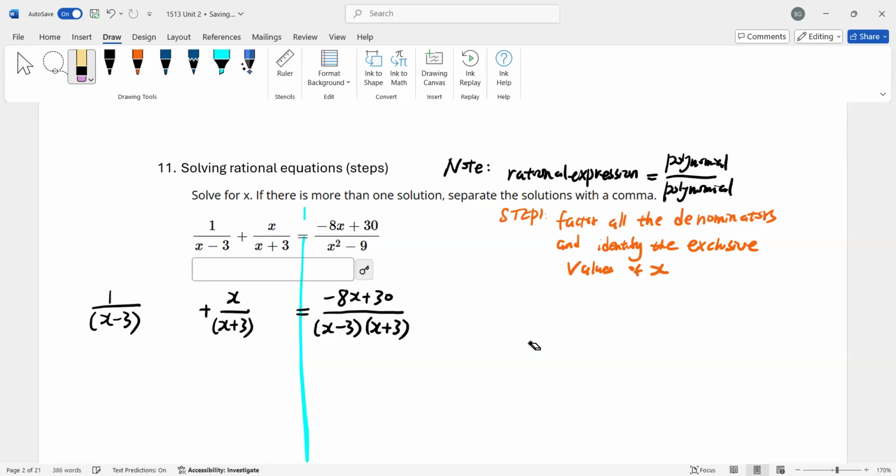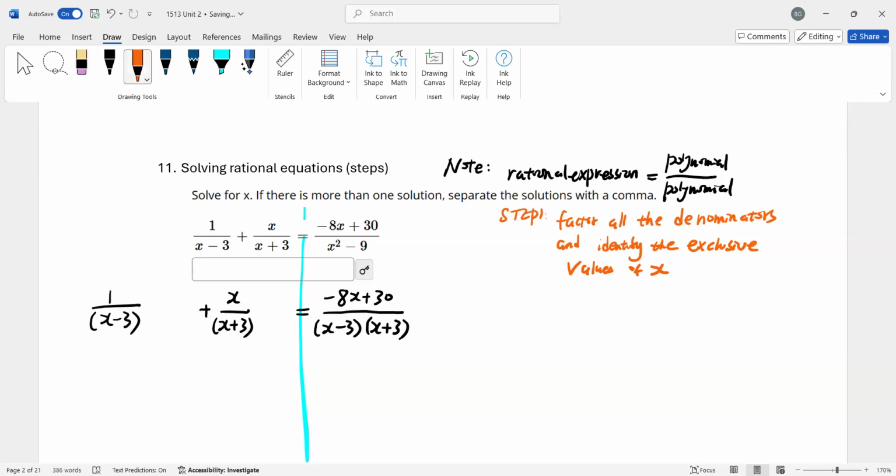All right. Very good. So we factored the denominator in the rational expression, right? One reason to do that is to identify the exclusive values. What are exclusive values? We all know by common sense, denominators can never be 0, right? So tell me, could x be 3?